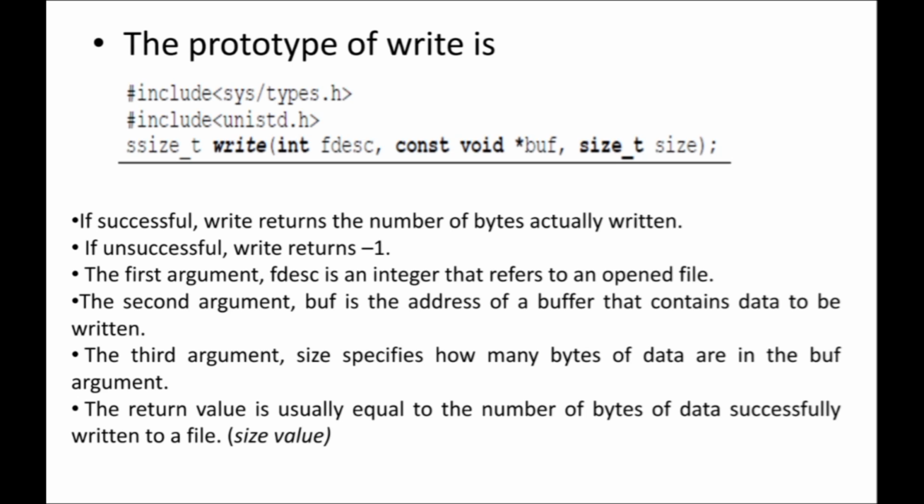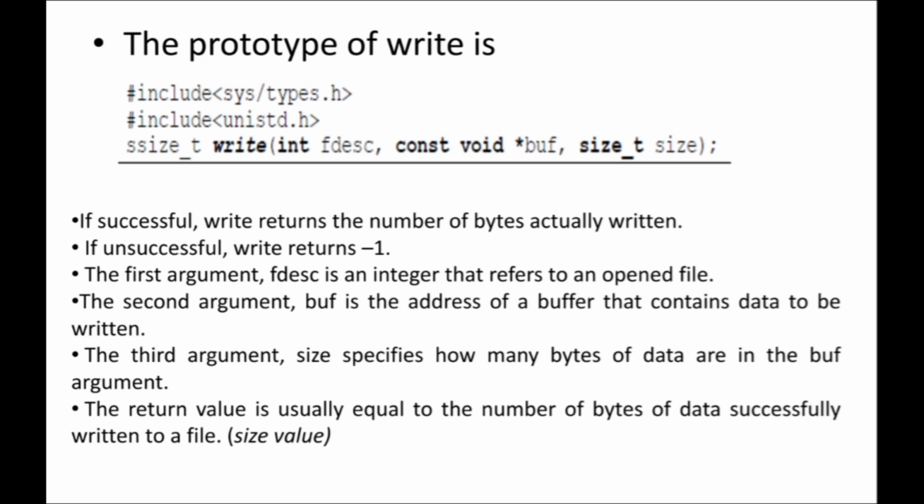See, the first argument, obviously, is a file descriptor. It is in integer form. File descriptor is the integer that refers to an opened file. Once the file is opened using a file descriptor, I can write to the buffer here. Buffer is the address of a buffer that contains data to be written. So this buffer contains the data that is to be written into the file. In the case of read, the buffer contains the data that is to be read from a file.